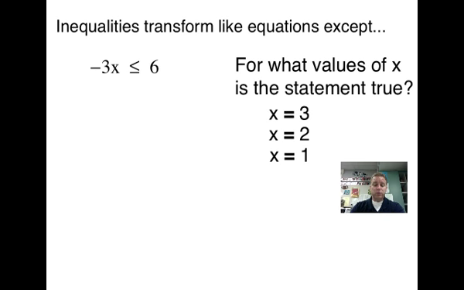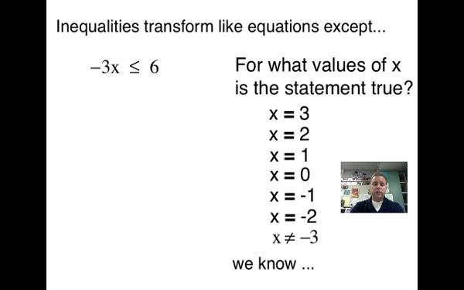Negative 3 times 1 is negative 3. That's less than or equal to 6. Negative 3 times 0 is 0. That's less than or equal to 6. Negative 1 works. Negative 2. Well, when we do that, we get 6. But 6 is equal to 6, so we're okay. If we go to negative 3, it's not going to work. Negative 3 times negative 3 is a positive 9. That's not less than 6. So we know that x has to be greater than or equal to negative 2.